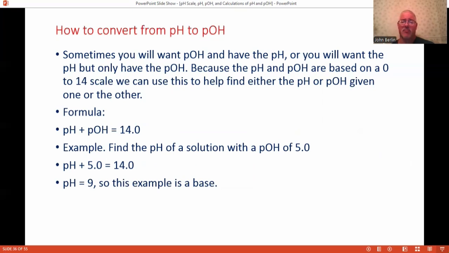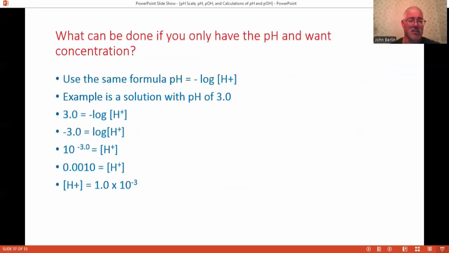And you go, wait, the pOH says 5. Well, if it was a pH of 5, that would be an acid, but in this case, it's a pOH of 5. And remember, that's opposite, which means anything less than 7 for pOH is actually a base. So in this example, we switch it to pH, and we got a pH of 9, which is a base. So remember that little trick there.